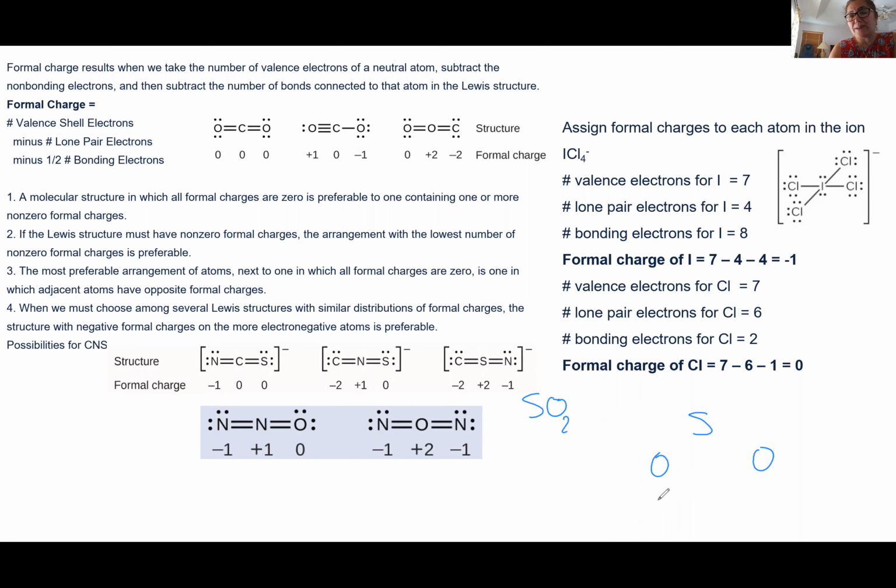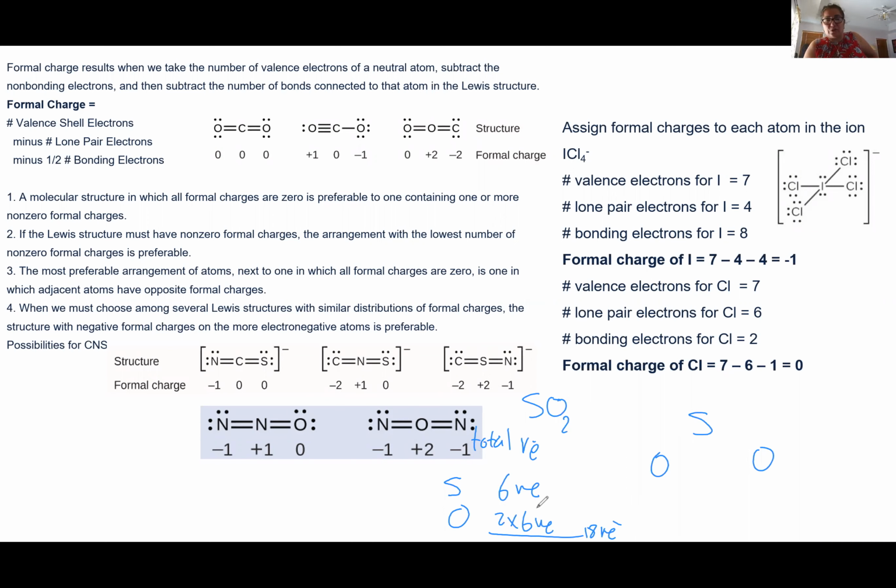And now, count how many valence electrons you have. So you need the total valence electrons first. From sulfur, I have 6 valence electrons. From oxygen, each one has 6 valence electrons, so that would be 2 times 6. If I add these together, I have 18 valence electrons to begin with. Did you follow me so far?